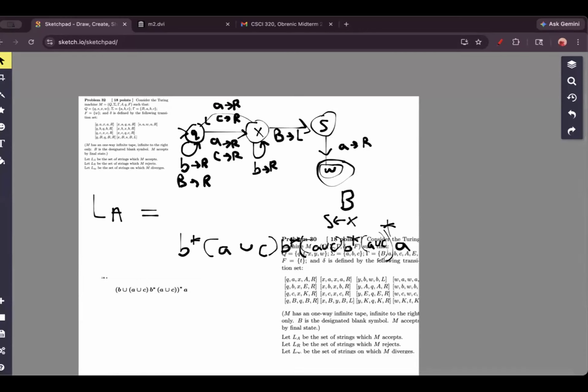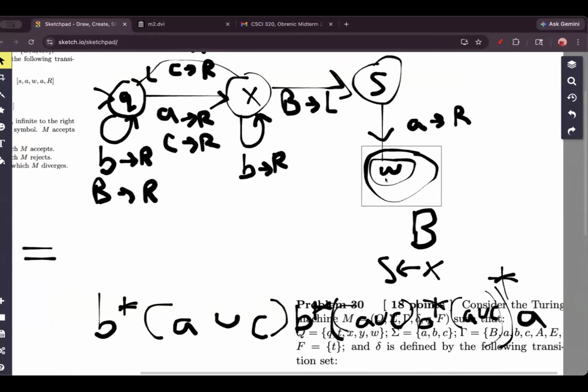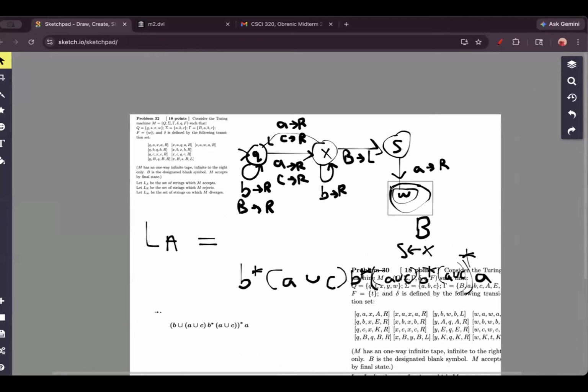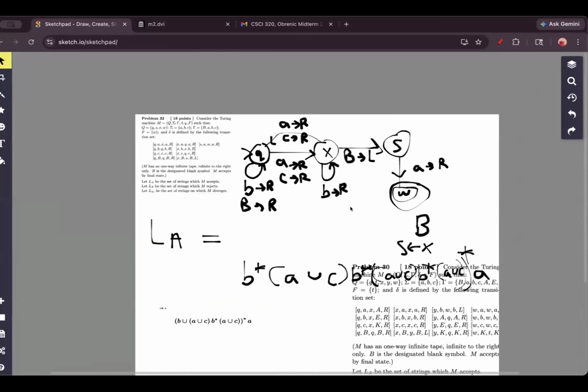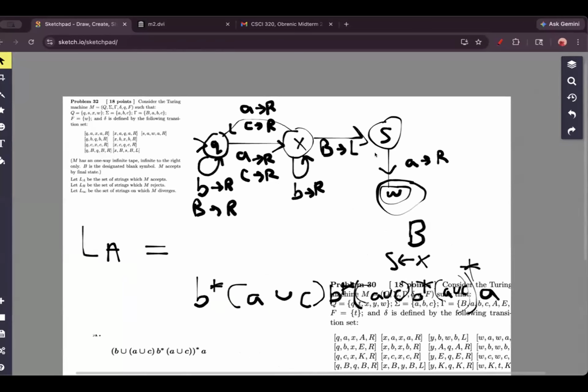Let's do another question. This is a little bit too confusing for me. Wait, I do have a question though. How come A is the last thing in the final answer? A is also the last thing in the answer I got, which was kind of wrong, like the whole expression was wrong. But A was the last thing because you need A to go from S to W, and W is the final state, right?